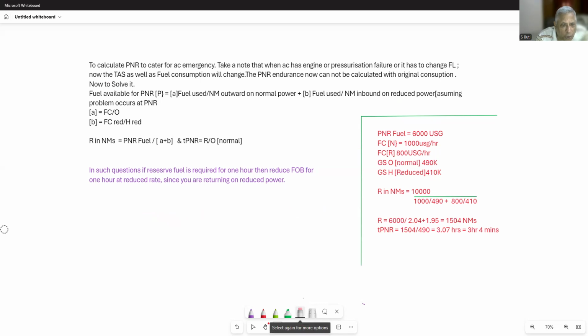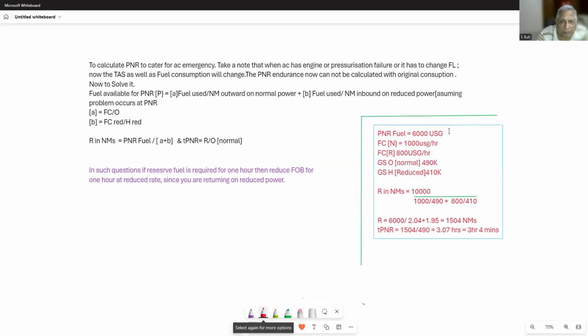Now, when you are given normal numericals also, he says go out bound on normal power, the PSR will be different. And if he says come back on the reduced power, then we will follow this method. R is equal to PNR fuel divided by A plus B.